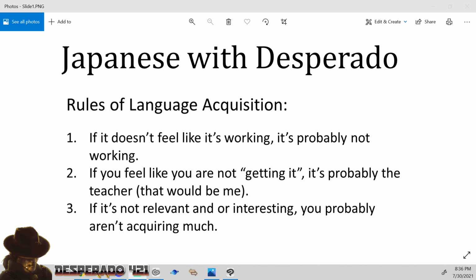And if you're paying attention, putting in the effort, doing the work, and you still feel like you're not getting it, that's probably the teacher that's the problem. So what I would suggest is that you talk with your teacher to see if the teacher can switch it up a little bit and better help your learning needs.